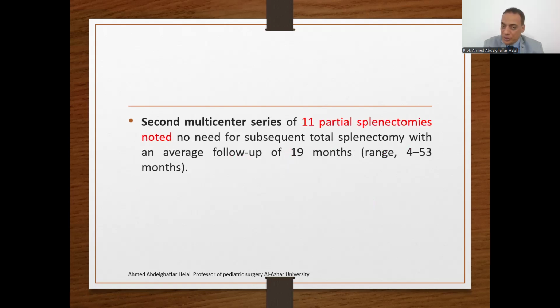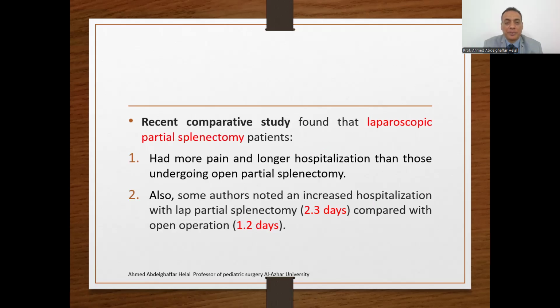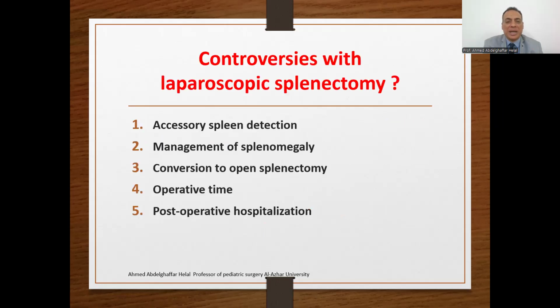The second multi-center series also noted no need for subsequent total splenectomy with an average follow-up ranging from 4 to 53 months post-surgery. A recent comparative study found that laparoscopic partial splenectomy patients had more pain and longer hospitalization than open partial splenectomy. Also, some authors noted increased hospitalization with laparoscopic partial splenectomy when compared to open operation. It may be difficult to perform laparoscopically and take a longer time.